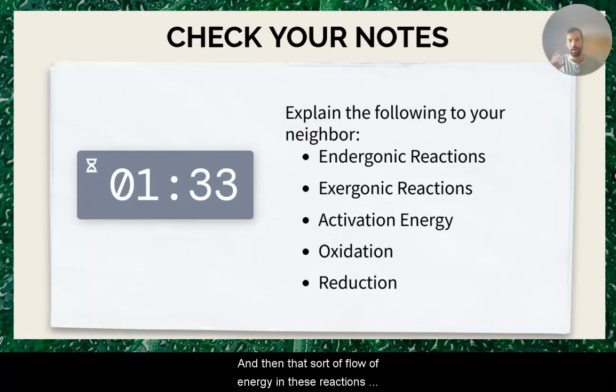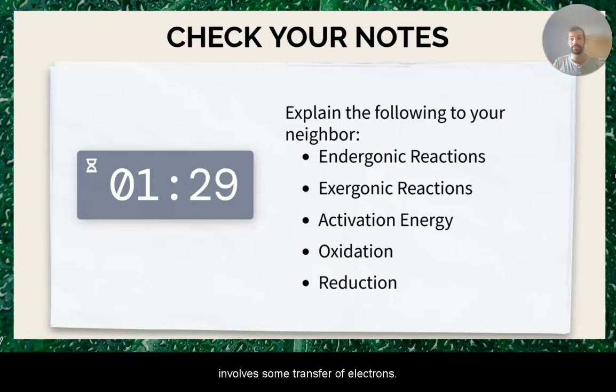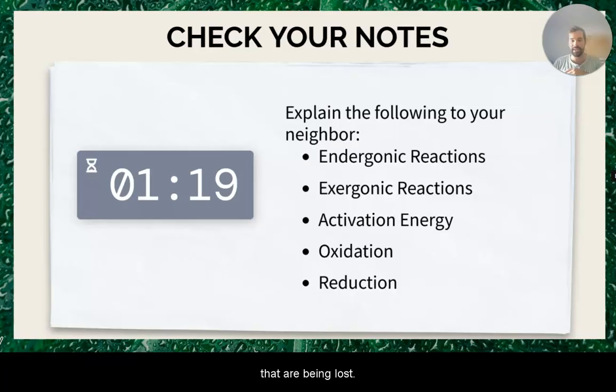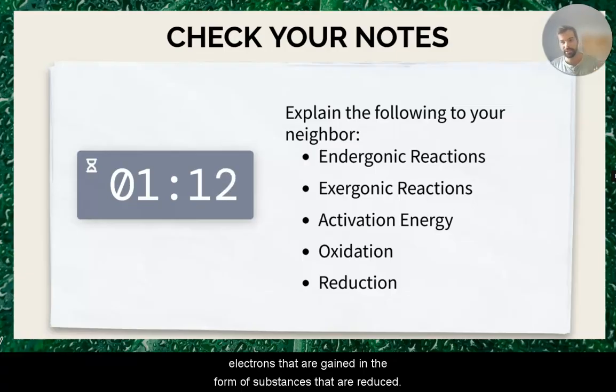And then that sort of flow of energy in these reactions involves some transfer of electrons. So as bonds are forming and reforming in different shapes, different arrangements, you're having some electrons that are being lost in the case of a substance that is oxidized, and electrons that are gained in the form of substances that are reduced.